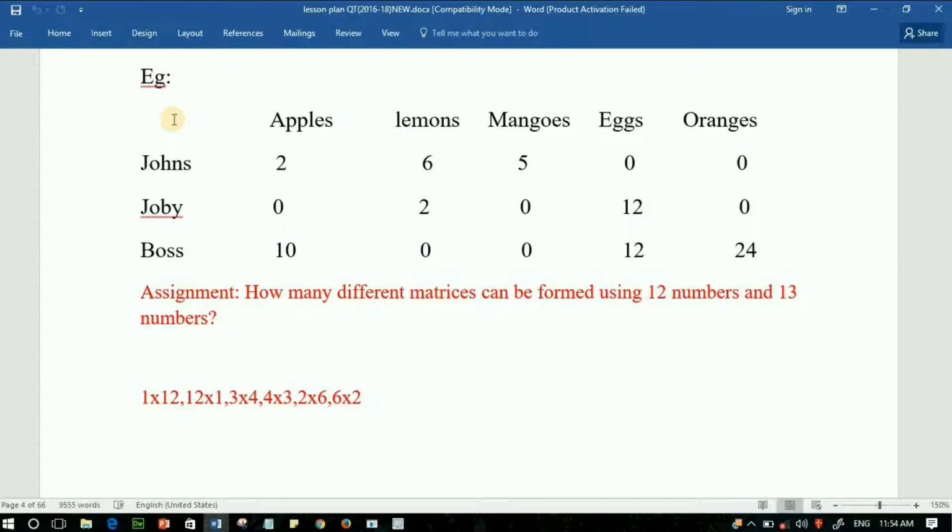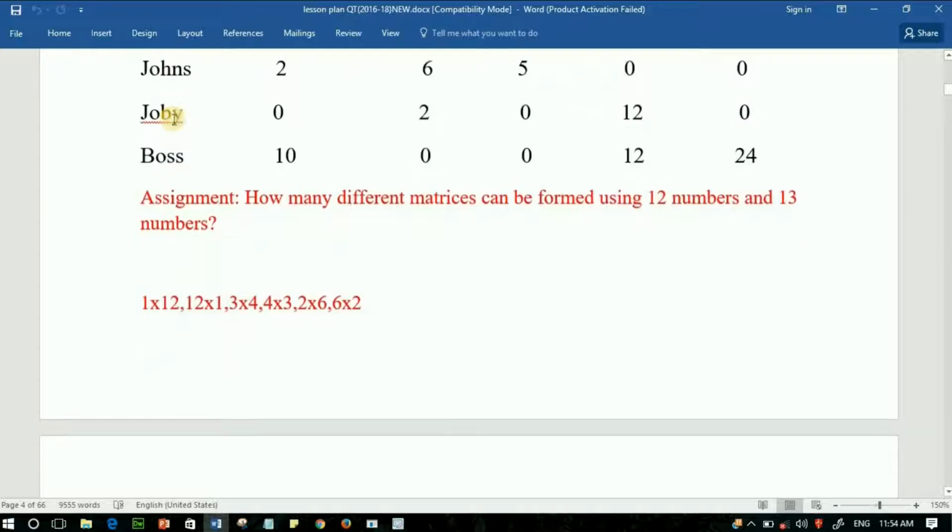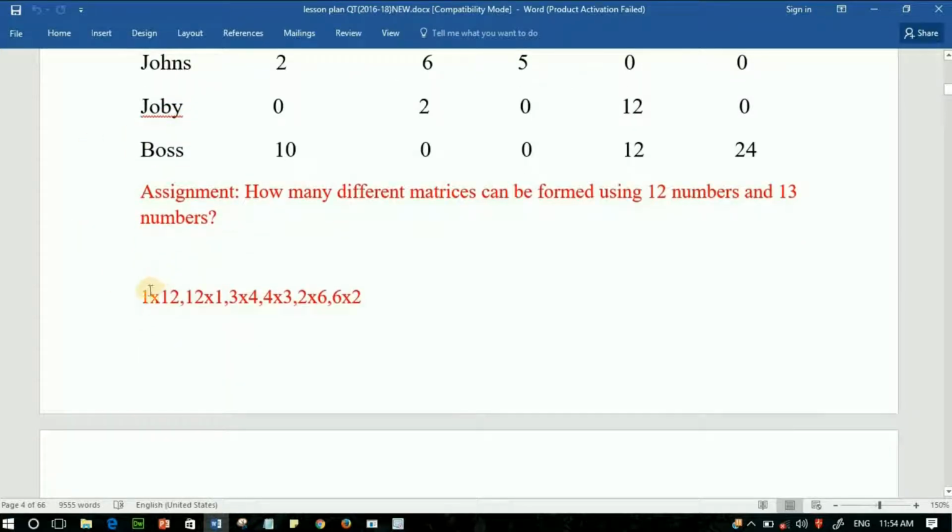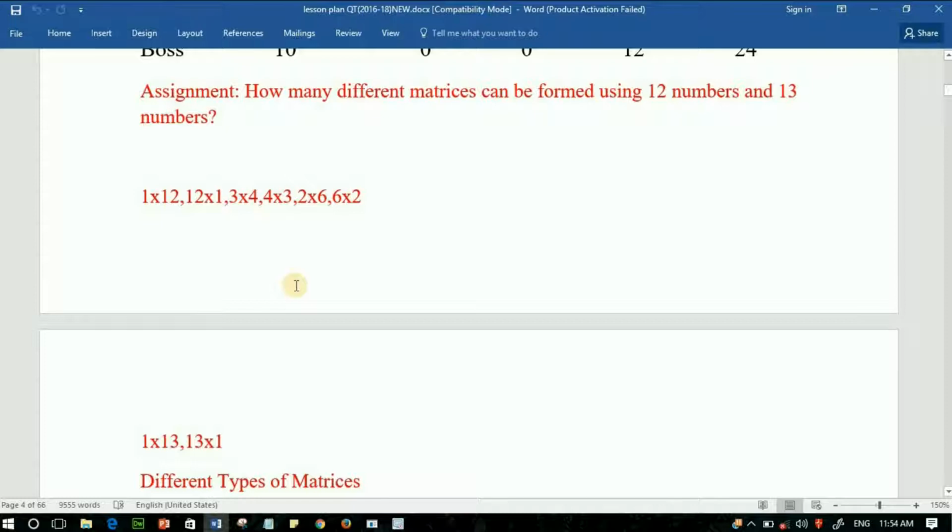So a simple question we can ask: in a matrix there are 12 numbers. How many ways can we arrange them? So there are 12 numbers. We can arrange 1 by 12, that is 1 row, 12 columns. And again 12 by 1, 12 rows and 1 column. And 3 by 4, 3 rows and 4 columns. 4 by 3, 4 rows and 3 columns. 2 by 6, 2 rows and 6 columns. And 6 by 2, 6 rows and 2 columns.